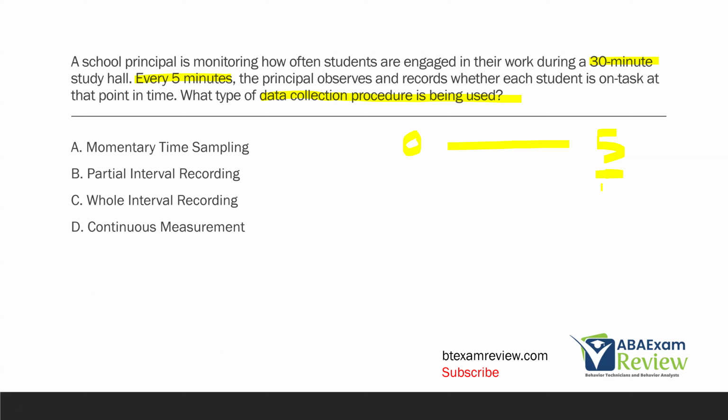If we have something like partial interval recording, the behavior has to happen at any point in time for it to count. With whole interval recording, that behavior has to happen the entire time for it to count. So know the difference between those three. So in this case, the principal is looking just at the end of that interval, at a moment in time, so it's going to be A, momentary time sampling. Not partial interval, because we're not worried about what's happening before the end of the interval. It's not whole interval, because the behavior only has to happen at that point in time. And we know it's not a continuous measurement procedure, so it can't be D.